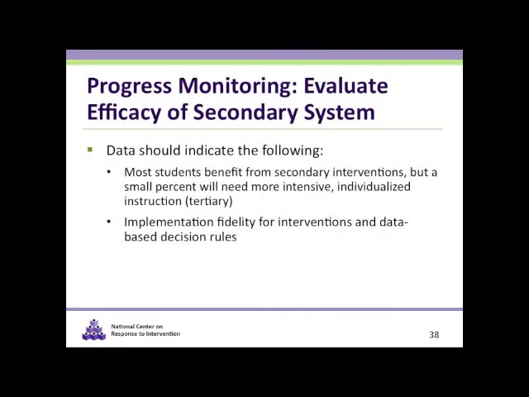Secondary prevention is expected to benefit a large majority of the students who do not respond to effective primary prevention. Most students receiving secondary interventions should benefit from this instruction. A small percentage of students, however, will demonstrate inadequate response, providing evidence that they require more intense, individualized instruction. Data should also indicate that interventions and data-based decision rules were implemented with fidelity.